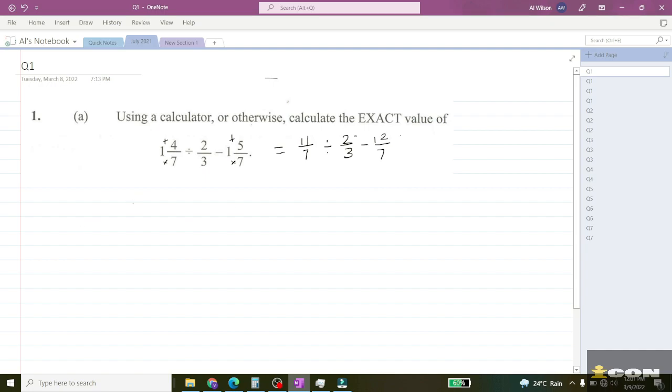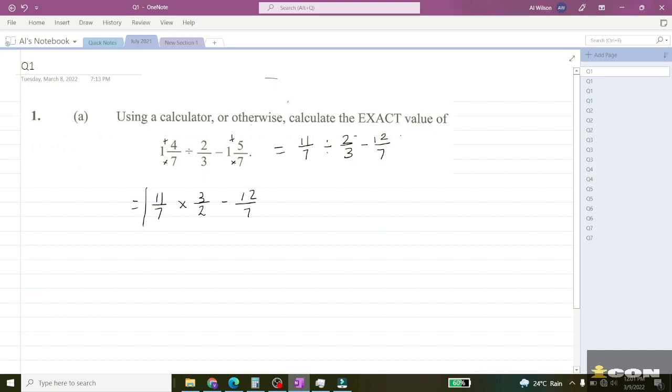In my next step, I will actually write back my 11 divided by 7. I will change the division to multiplication as is the opposite sign, and I will upturn, or as I would like to say, I would flip and write the values in their new positions. So we have 3 divided by 2, which is subtracted by 12 divided by 7.